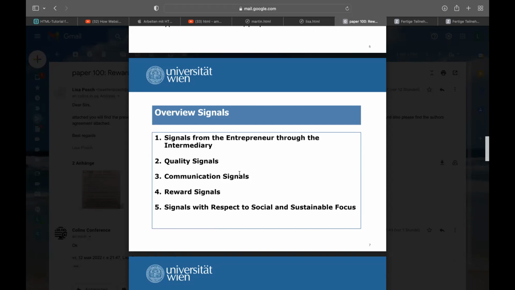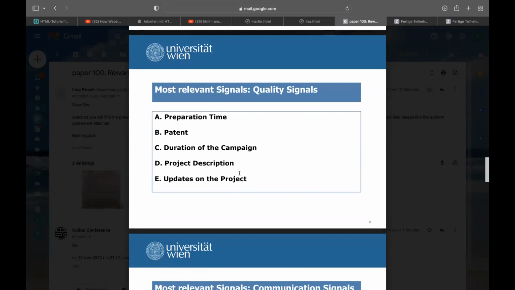Due to the limitations, I limited the presentation to specific categories. The focus will be on the most relevant signals out of these categories, which are the quality signals and also the communication signals, which I will explain in detail right now. So for the quality signals, there can be some more distinguished categories: the preparation time, patent, duration of campaign, project description, also updates on the projects.